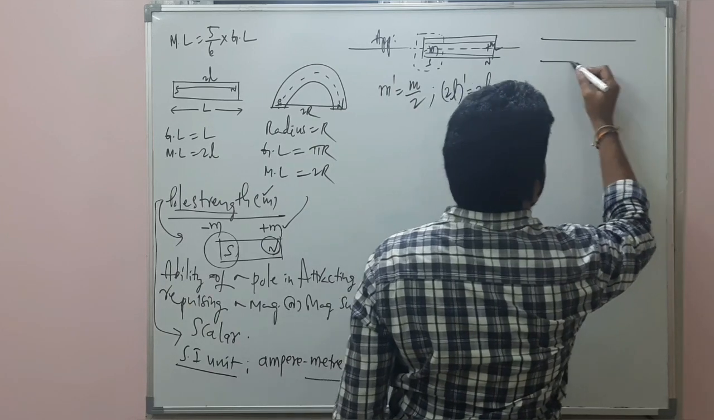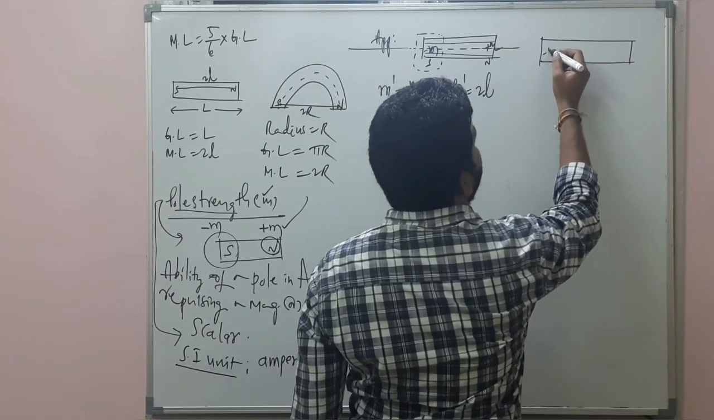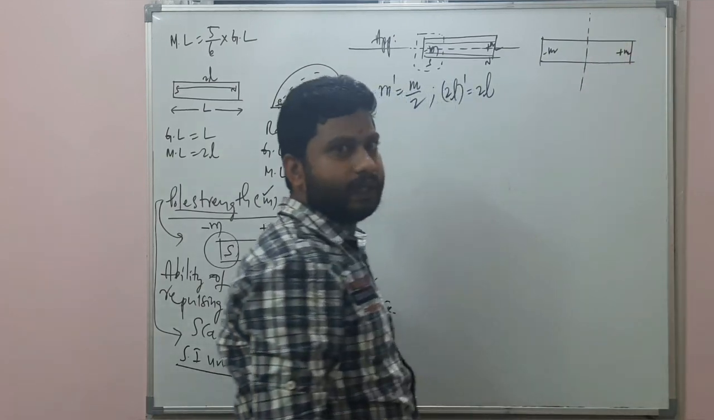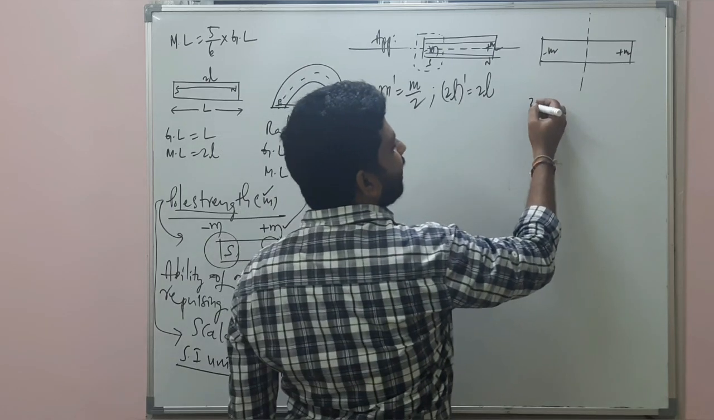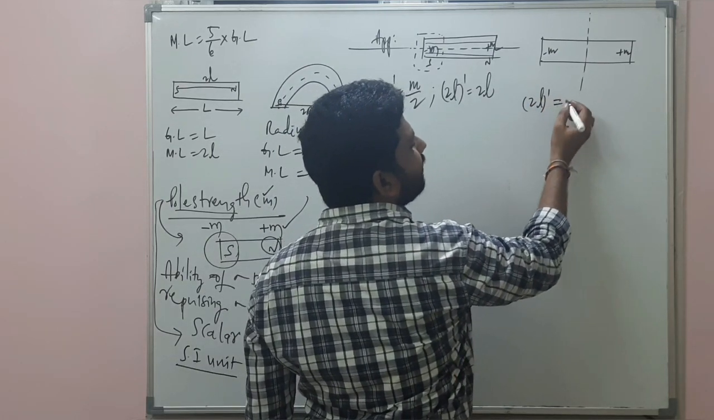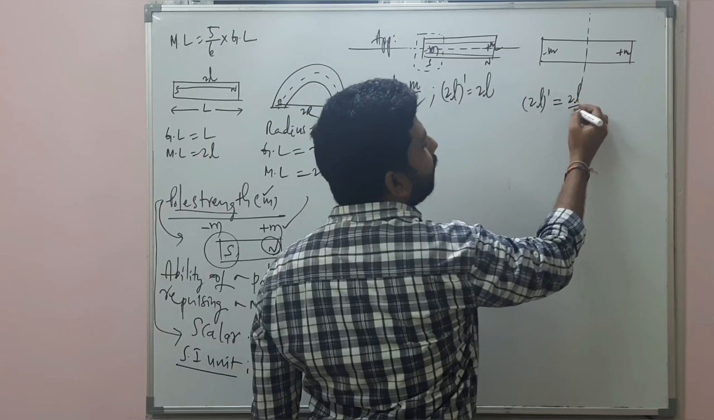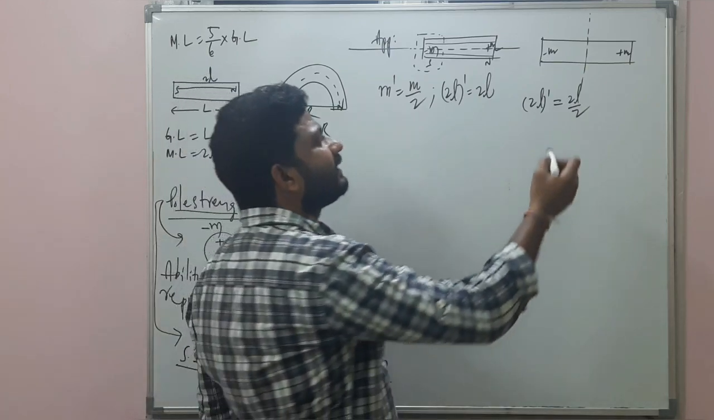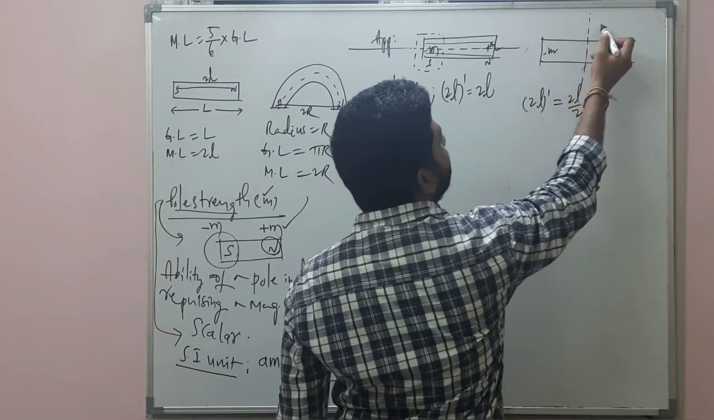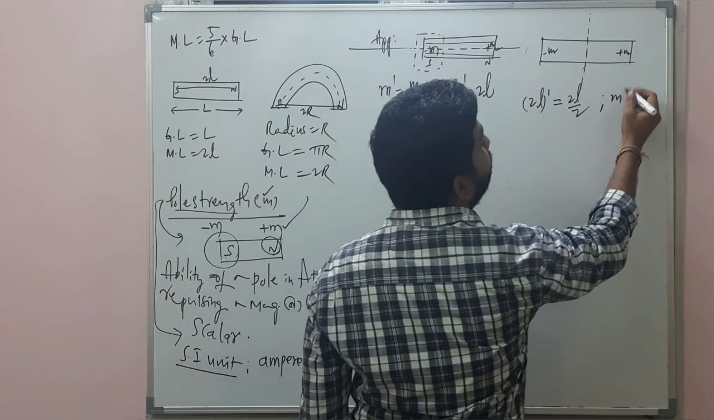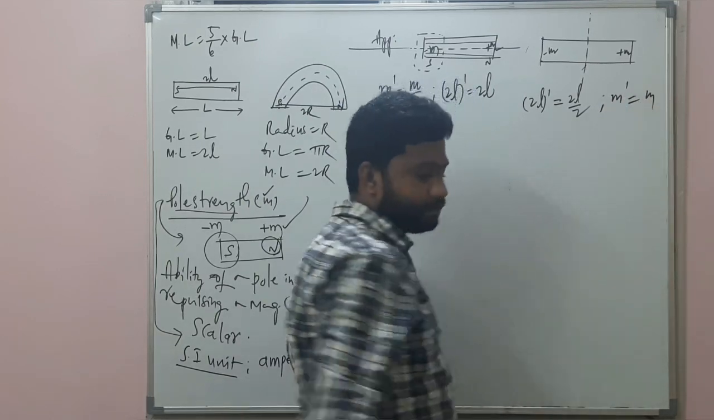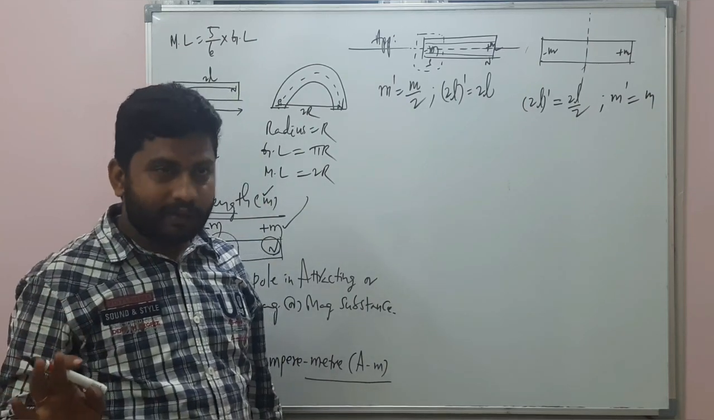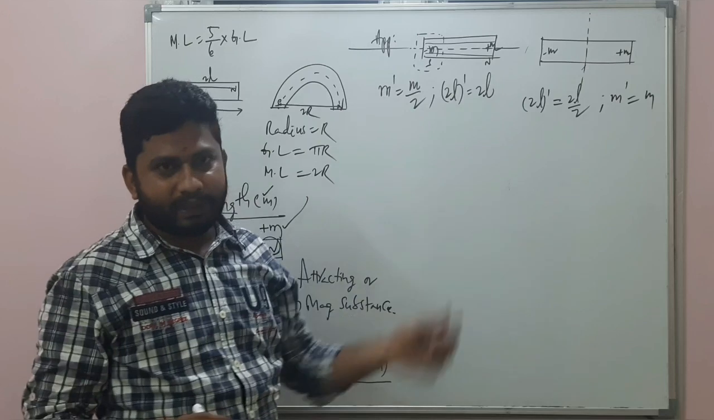Let's see another application. This is minus m and it is plus m. Here I've cut the magnet into two halves in this way. Immediately you should understand the final magnetic length will become 2L by 2. Clear? 2L dash will be 2L by 2 because the magnetic length became half in this magnet and in this magnet. And what happened to the pole strength? The final pole strength will remain the same, because we are not cutting the poles into halves. Okay, so this is about the simple application.